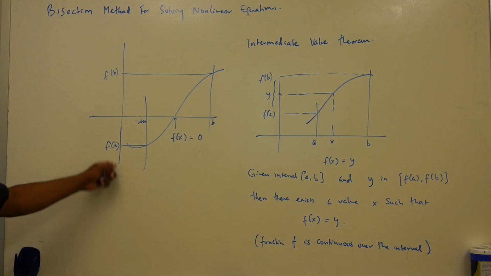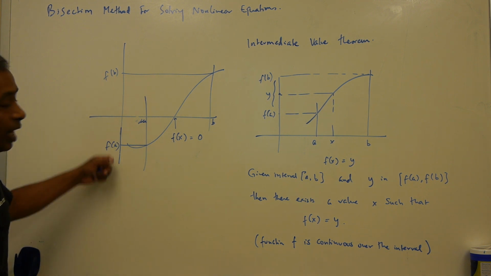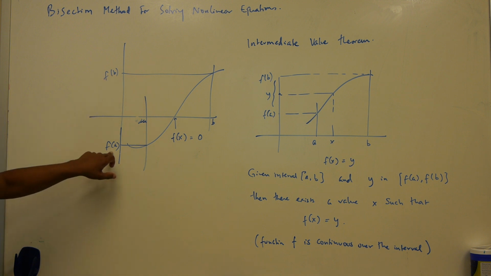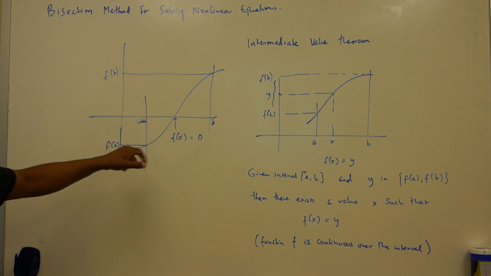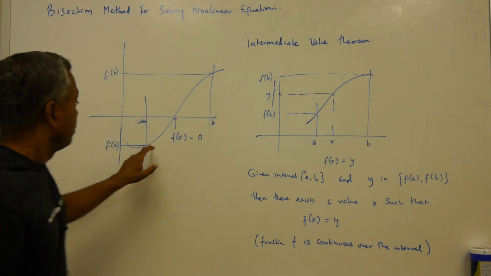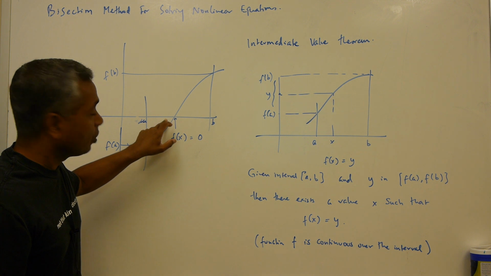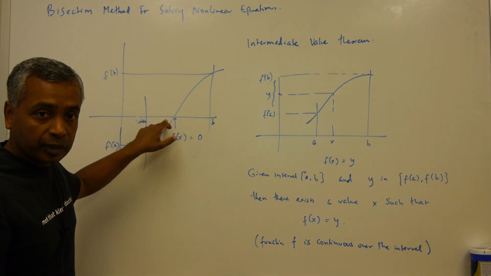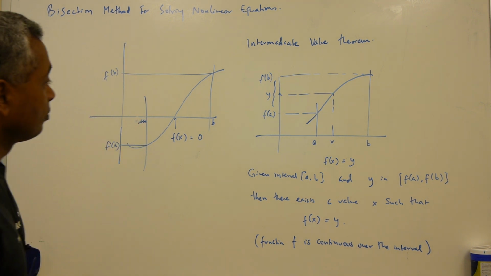Okay? And notice that the sign of the function flips between these two endpoints of the interval. So in this case, f(a) is less than 0, and this is f(b), which is greater than 0. Then, by the intermediate value theorem, you're guaranteed that there is a point in between a and b where the function crosses the x-axis. Okay? So, how does the bisection method work now?